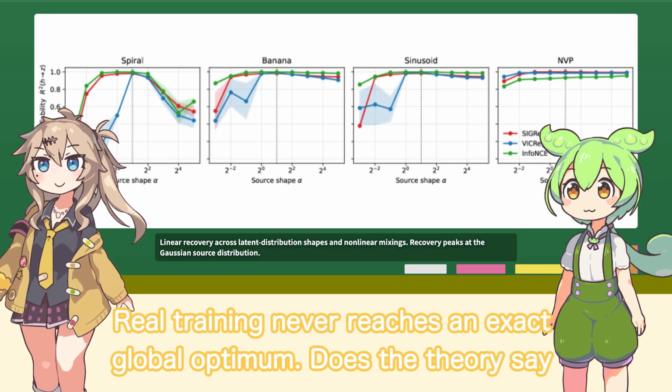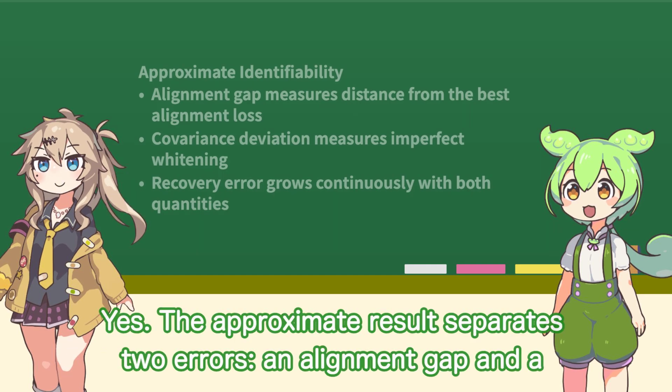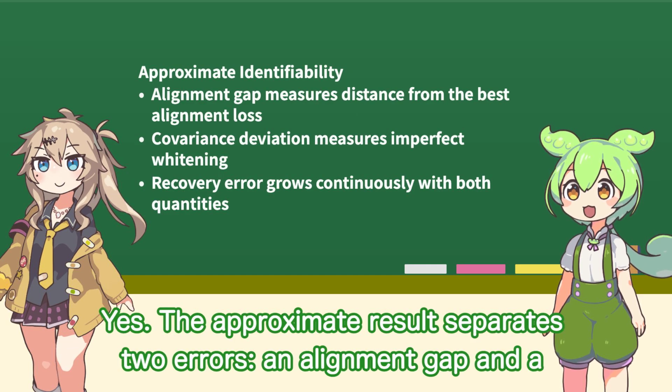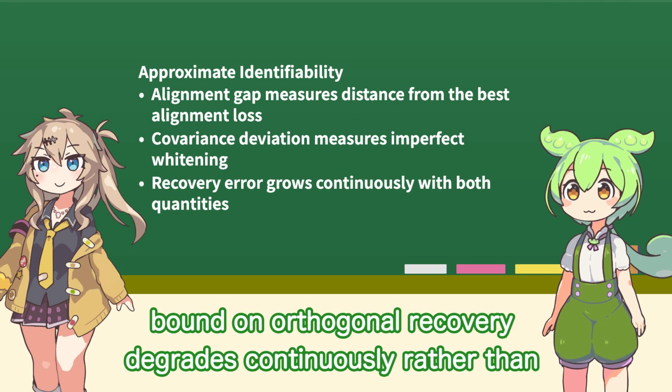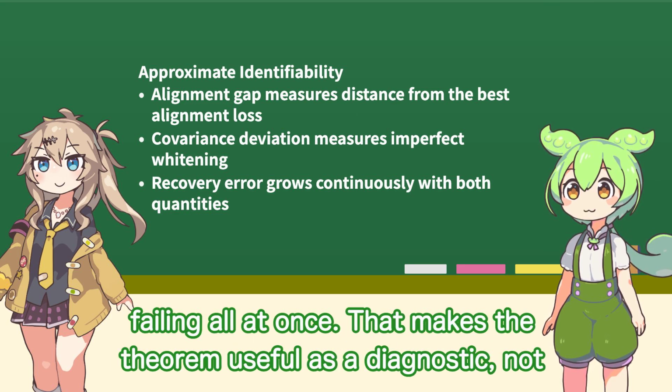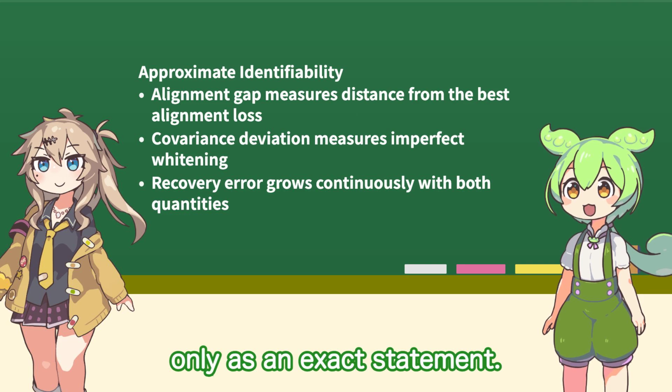Real training never reaches an exact global optimum. Yes. The approximate result separates two errors: an alignment gap and a covariance deviation from perfect whitening. As either error grows, the bound on orthogonal recovery degrades continuously rather than failing all at once. That makes the theorem useful as a diagnostic, not only as an exact statement.